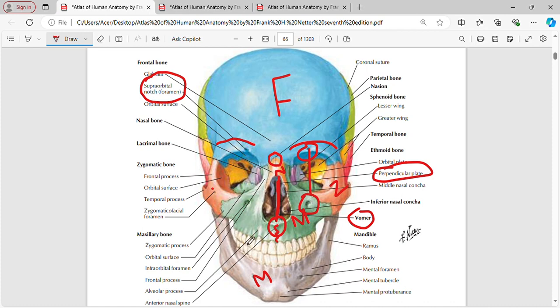An important thing here is that the maxilla is going to contain the alveolar processes. These are the alveolar processes, the part where the teeth would be embedded. These grooves, you could see, they are the alveolar processes, right?